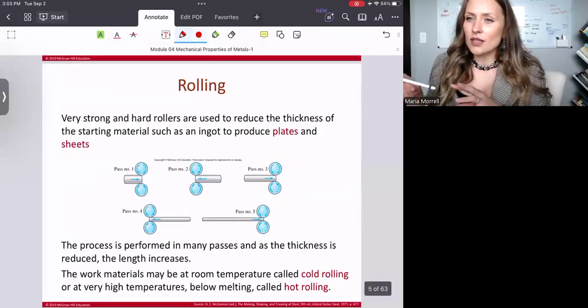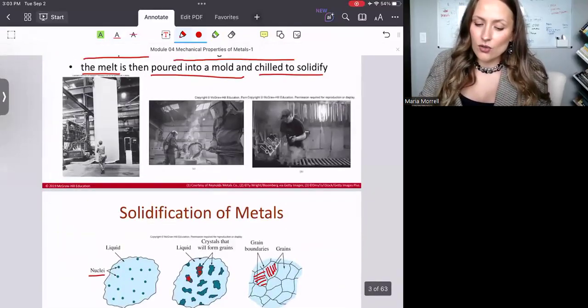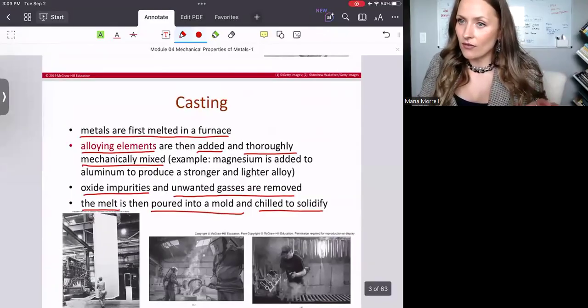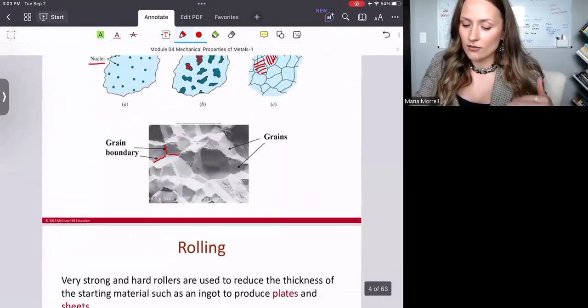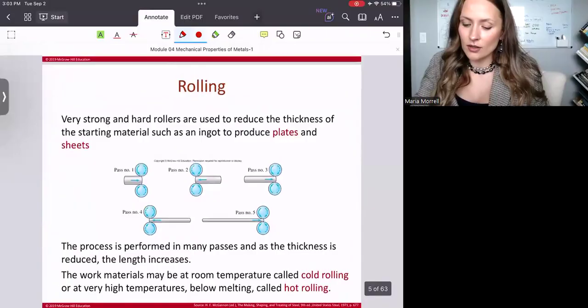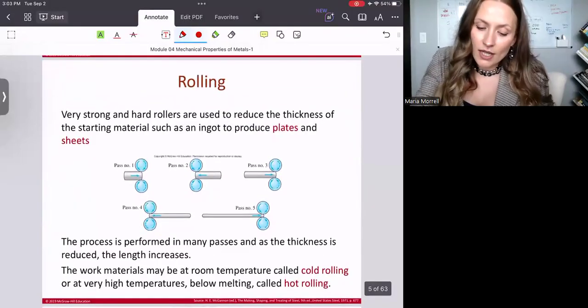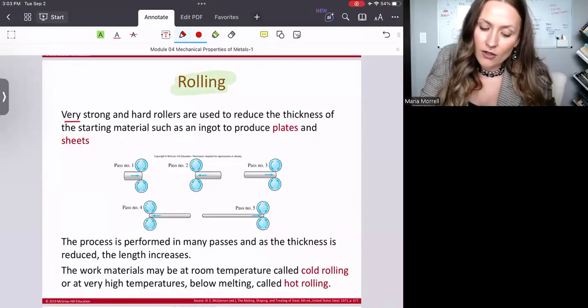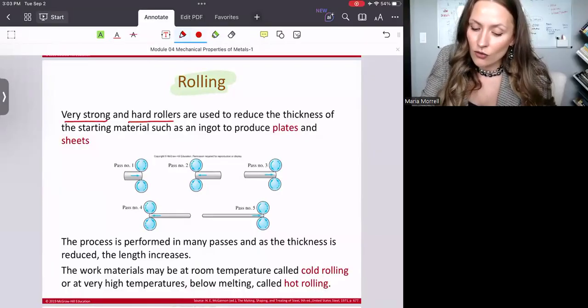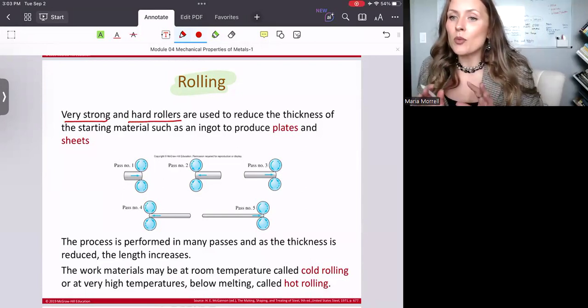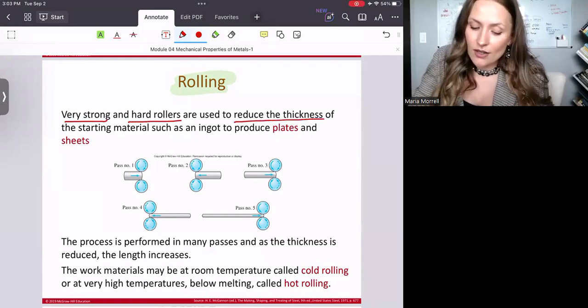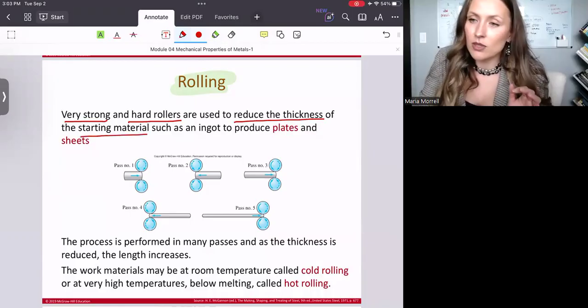So this is relevant to casting. This is exactly how the material forms. Now, the next step is called rolling. What usually happens is that we use very strong and very hard rollers, and the whole purpose is to reduce the thickness of the starting material.